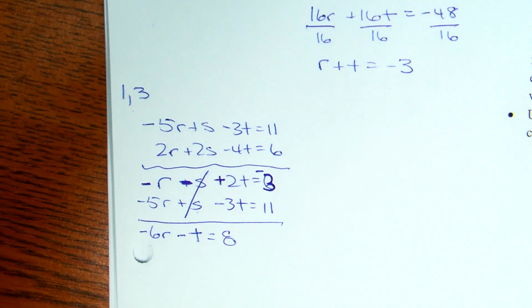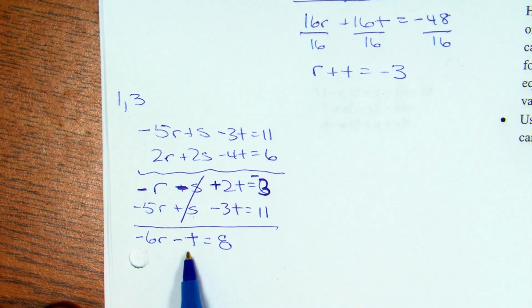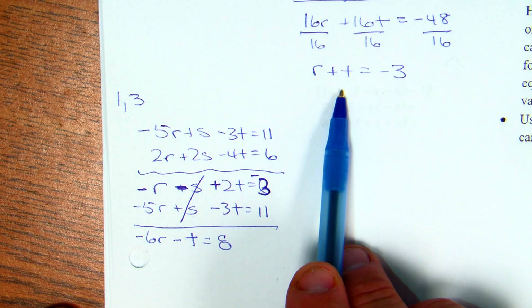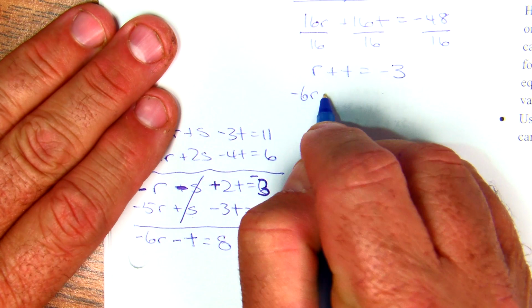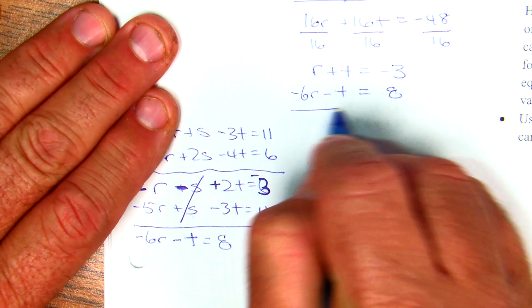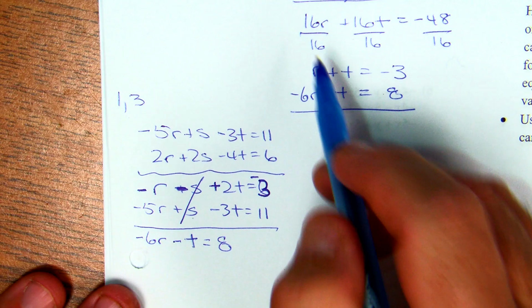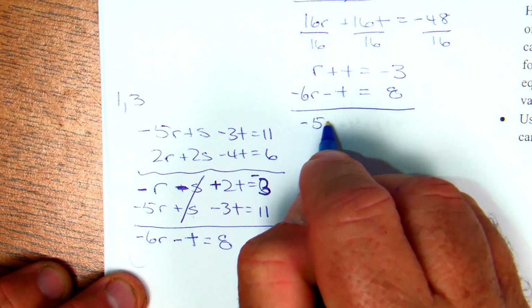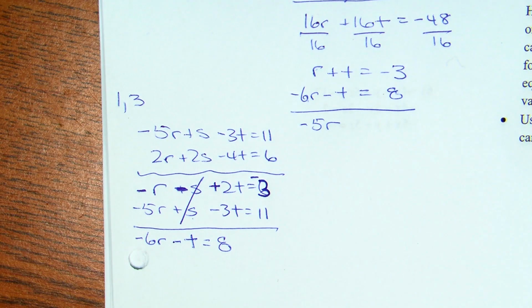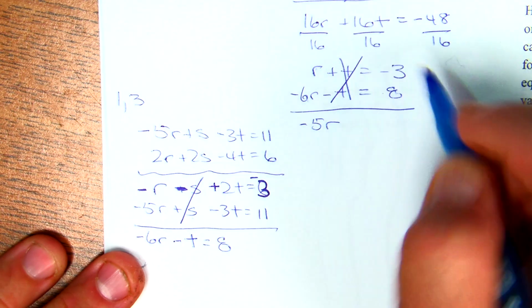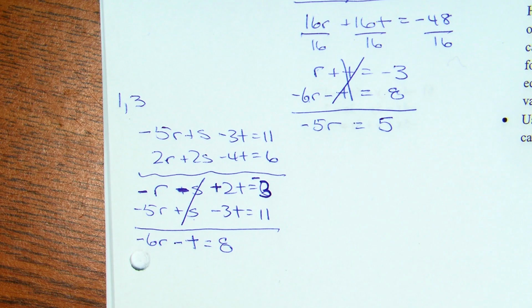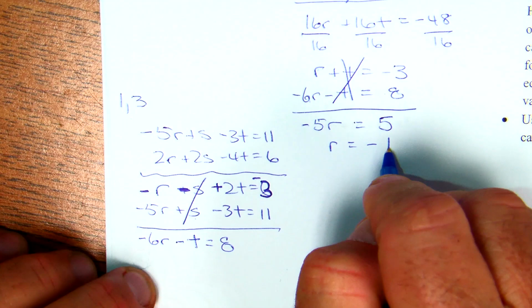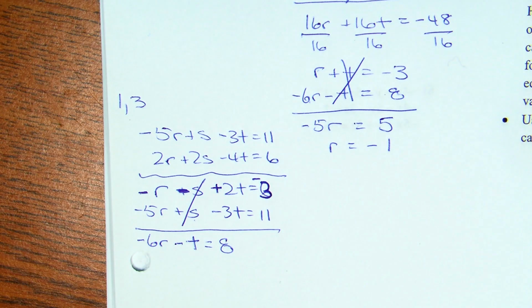Okay? If you do it correctly, the 2 variables there and the 2 variables there should be what? Exactly the same. I'm just going to bring that one up now. -6r minus t equals 8. And I'm going to add straight down. 1 minus 6 is what? -5. The positive t and the negative t are going to do what to each other? Cancel out. 8 minus 3 is 5. How do I get rid of a multiplication by -5? And I get r is -1.